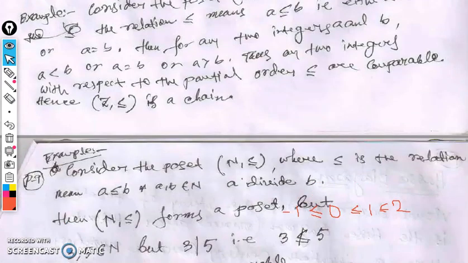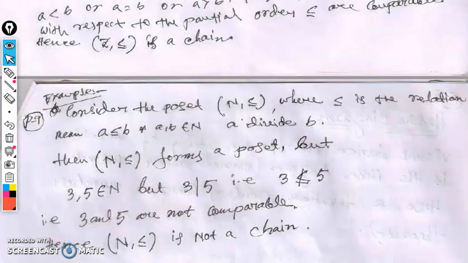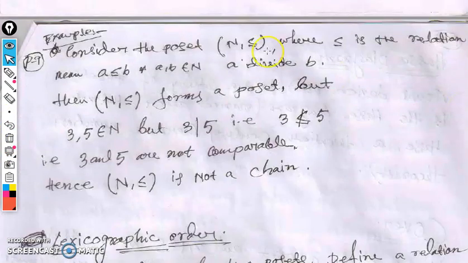Next, consider another example which is not a linear relation. N is the set of natural numbers. The relation A less than or equal to B means, for all A, B belonging to N, A divides B, if it is possible. Here the less-than-or-equal-to means divisibility.